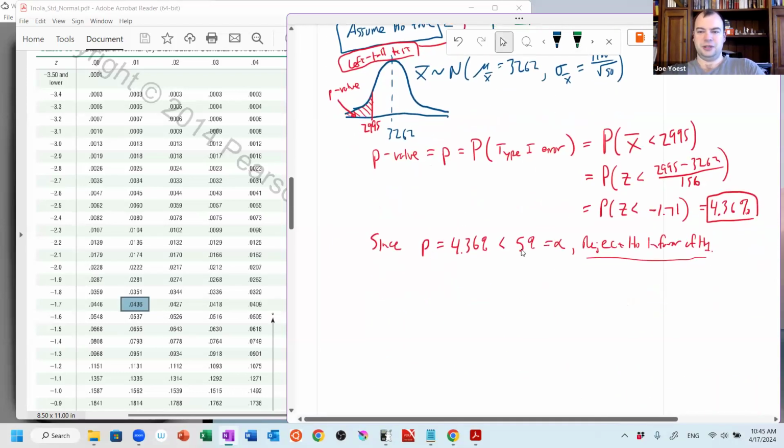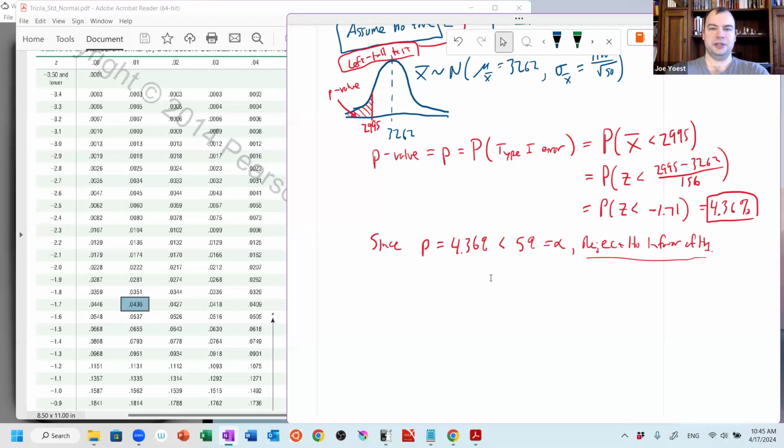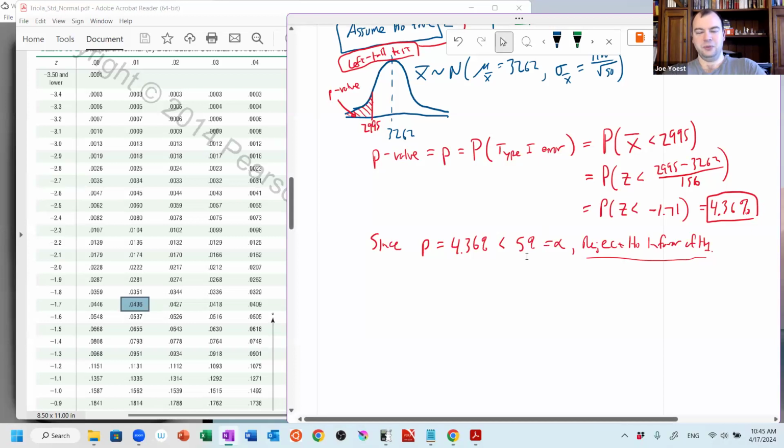So if I want to test against several alphas, if I wanted to test against an alpha of 10%, I can see that 4.36% is less than 10%. I can reject at the 10% level as well. If I wanted to test against the 1% significance level, I can see that I cannot reject at the 1% level. So a finance or econ journal might say, we can reject at the 5 and 10% levels, but cannot reject at the 1% level.